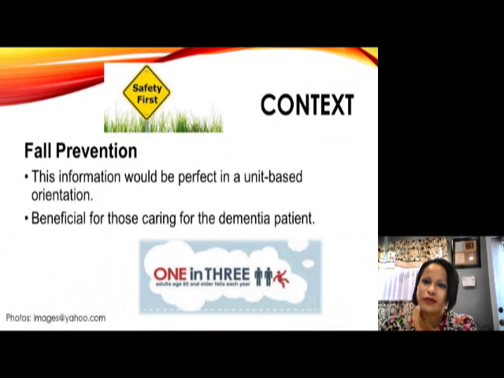So the content will be fall prevention. This information will be perfect in a unit-based orientation. It's beneficial for those actually caring for the dementia patient. Why? Because there are several risk factors associated with these patients' age, gait, vision, and certain comorbidities, and it makes them prone to head injuries, causing them to be hospitalized.